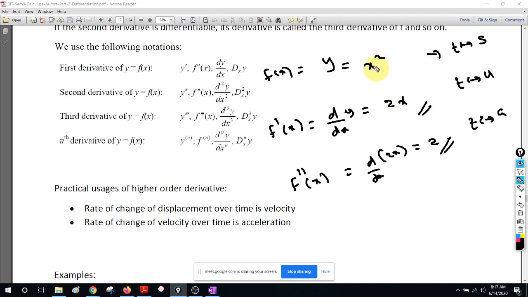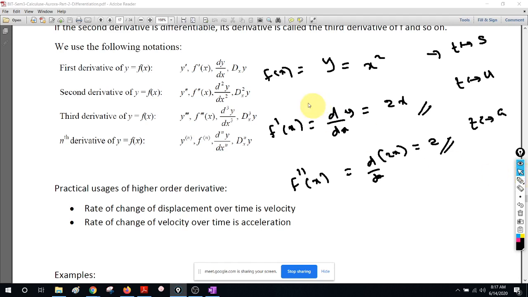Say at t equals 5, substitute here. If you want to find the speed or velocity at t equals 5, substitute here. If you want to find the acceleration at t equals 5, substitute here. So now you can build it to the next one, the rate of change of acceleration, and likewise you can build it up to n. That means you can keep differentiating again.